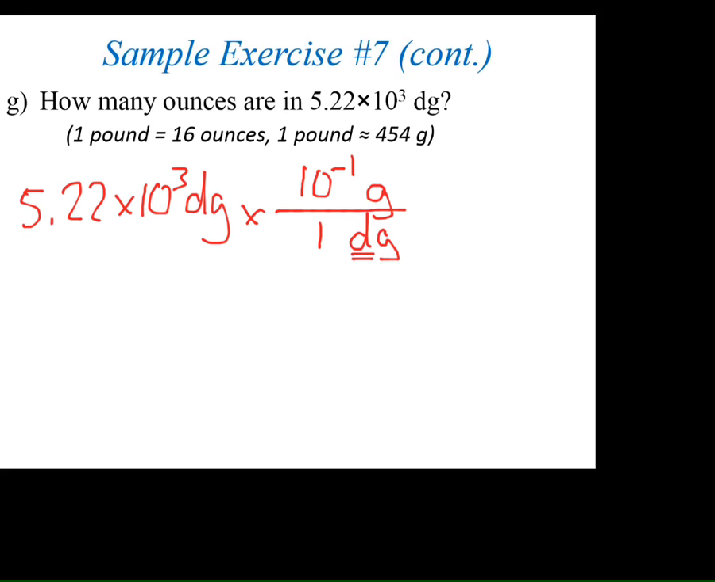Getting it? Okay, right? Because they're always the opposite, right? So the deci was here, so the exponent goes here. Opposite. Okay. Now we're in grams.